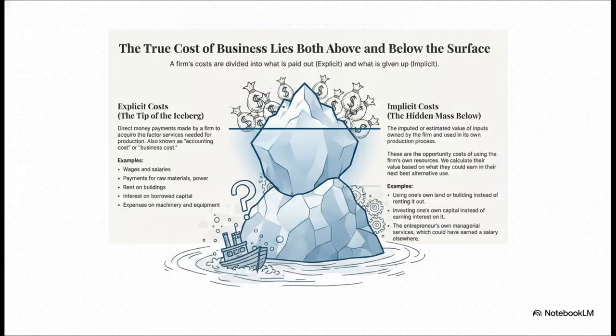Think of your business costs exactly like an iceberg. We usually just fixate on the money we're paying out, right? That's the explicit tip of the iceberg, poking out above the water. But your true economic cost includes this massive hidden block of implicit costs lurking just below the surface. And if you ignore what's underwater, your business is probably going to sink before it even gets going.